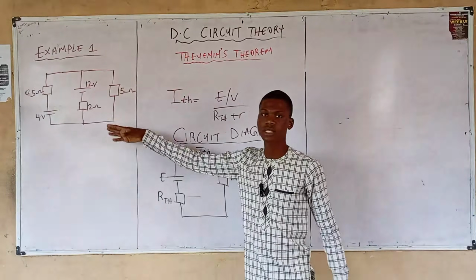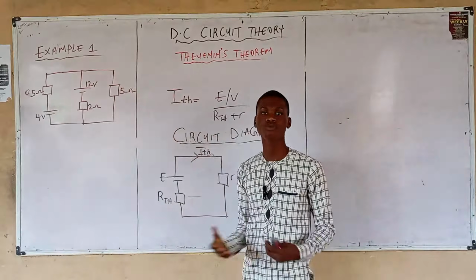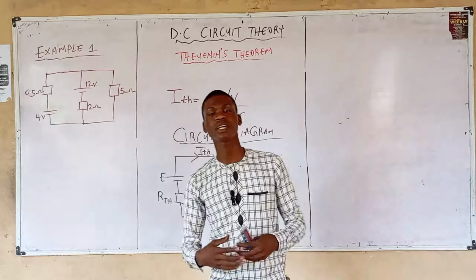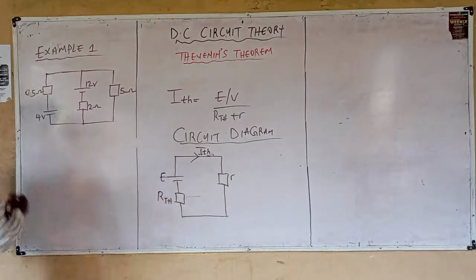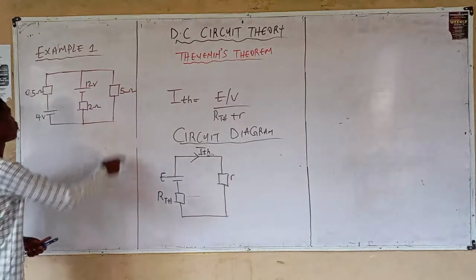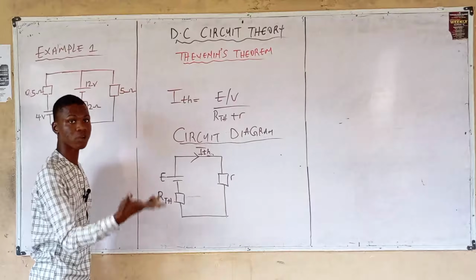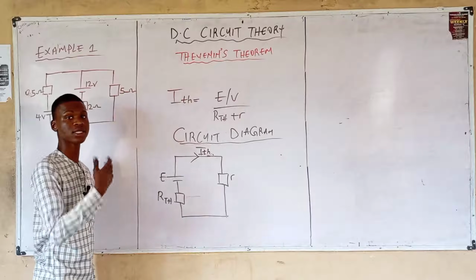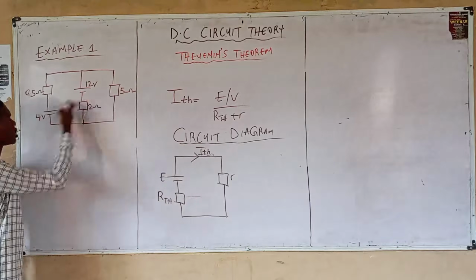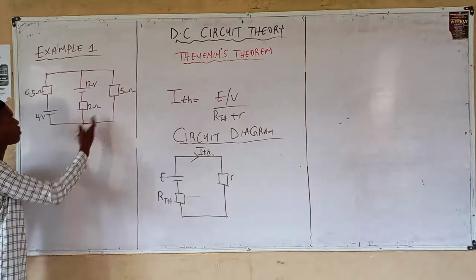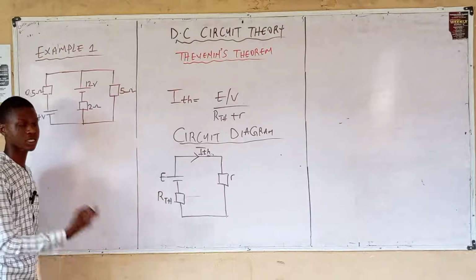Alright, let's solve this example using Thevenin's theorem. Find the current in the 5 ohm resistor. We are told that we should find the current in the 5 ohm resistor. Mind you, our task is to convert this given circuit to a Thevenin circuit. The theorem states that any linear circuit containing several voltages, here we have 2 voltages, and resistors, here we have 3 resistors, can be simplified to an equivalent Thevenin circuit, which is this.